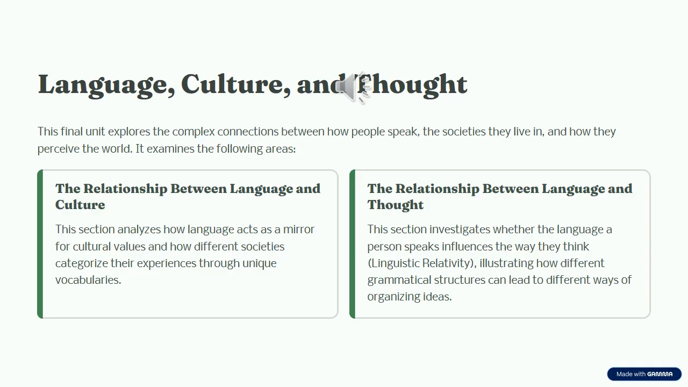Language, culture, and thought represent the final unit, looking at the societies where people live and how they perceive the world. It examines the following areas. The first one is the relationship between language and culture. This section is dedicated to analyzing how language acts as a mirror for cultural values and how different societies categorize their experiences through unique vocabularies. On the other hand, it also investigates the relationship between language and thought. This section investigates whether the language a person speaks influences the way they think, which is linguistic relativity, illustrating how different grammatical structures can lead to different ways of organizing ideas.